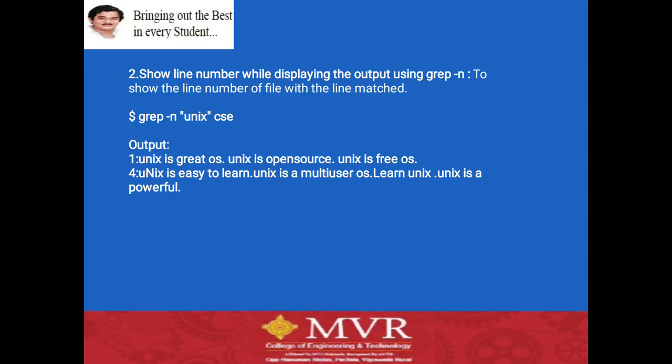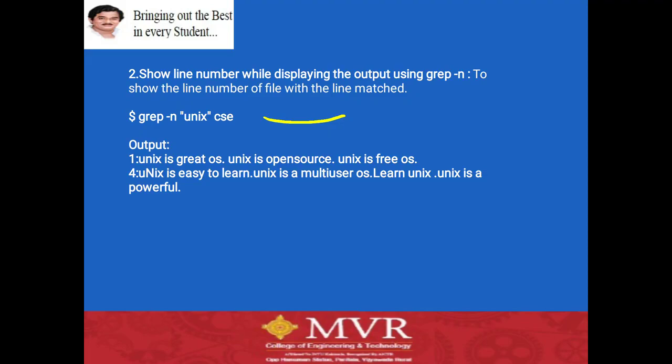Then let us see the second example. The same CSE file I am using here again, and I am using the minus n option. So see here, grep minus n Unix CSE. Let us clearly understand that here I am giving Unix in lowercase letters, because I am not using minus I. It will now check the case also. Without this it will not work. So grep minus n is nothing but it will also display the line numbers.